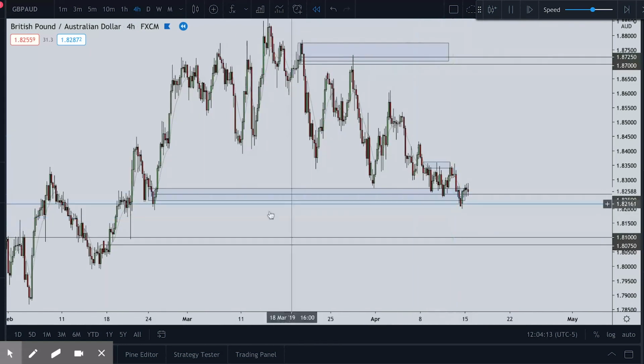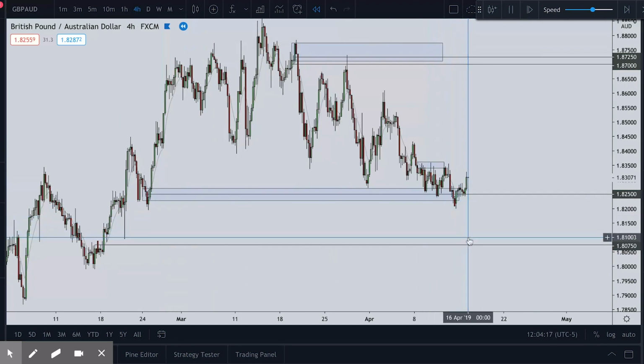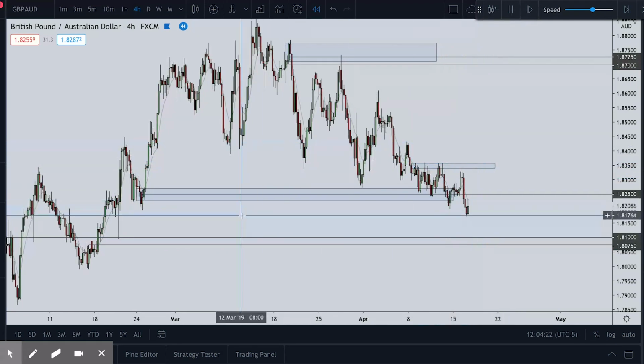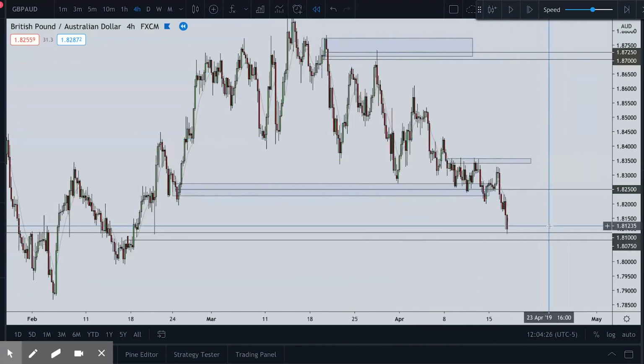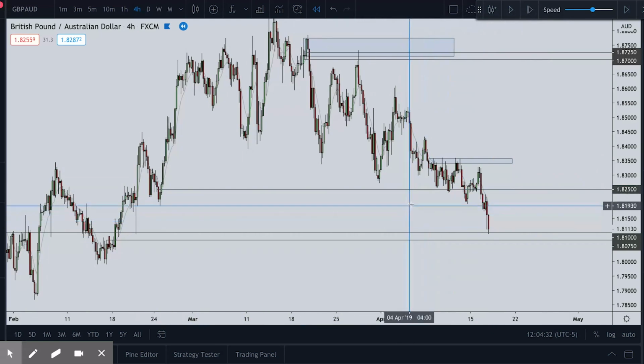Now that we've pushed through this zone quite low, I've actually got my eyes on this level down here. I'm a little bit less confident about this support point now. Right, so the market's trading into 1.8100. Let's just clear this zone. We don't need to worry about that anymore. Clear that level, as we don't really need to worry about that.